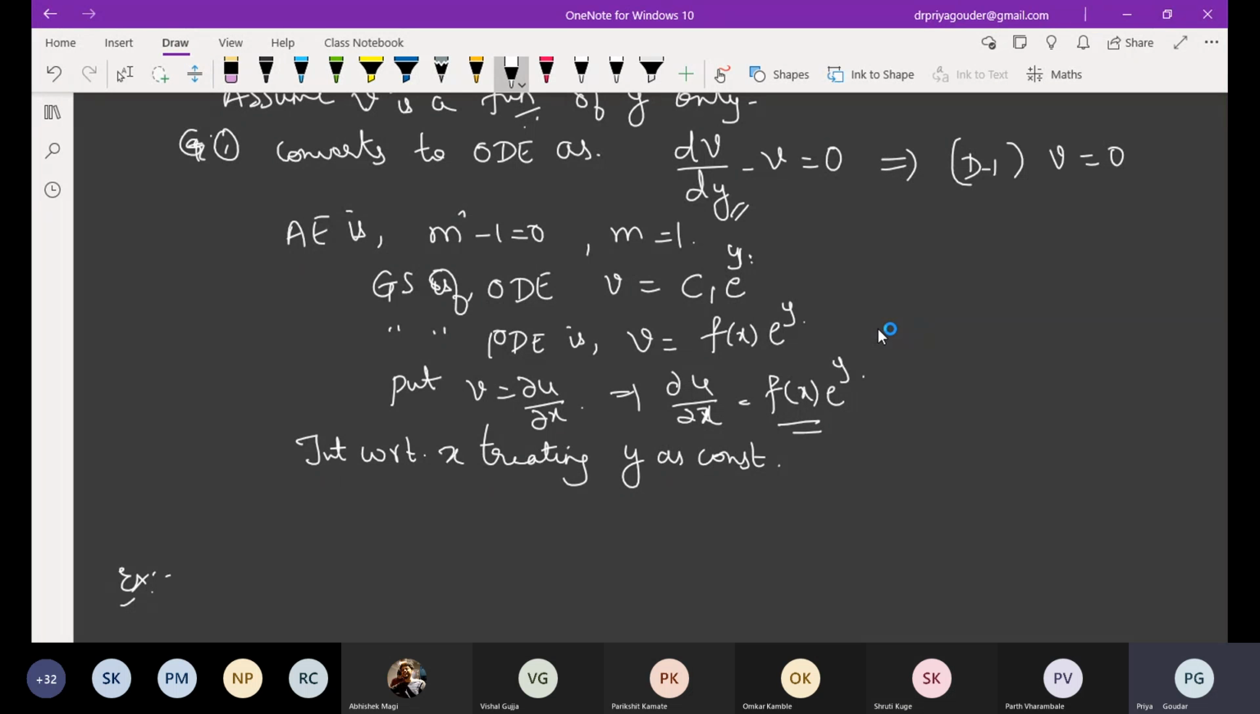So if you integrate dou U by dou X with respect to X, you will get U. Now, with respect to X, what is constant? e raised to Y is e raised to constant. What is the integration of small f of X? Capital F of X. Is it the end? Or is anything missing? Plus G of Y. Very good. So you should add a function of Y. This is the required solution.